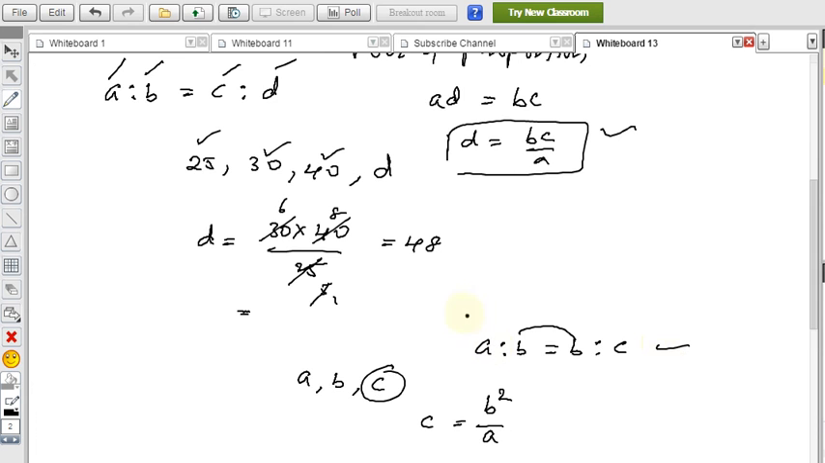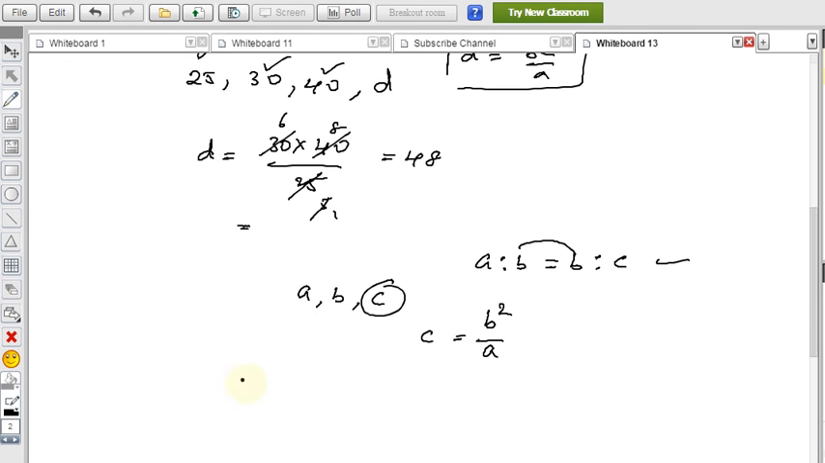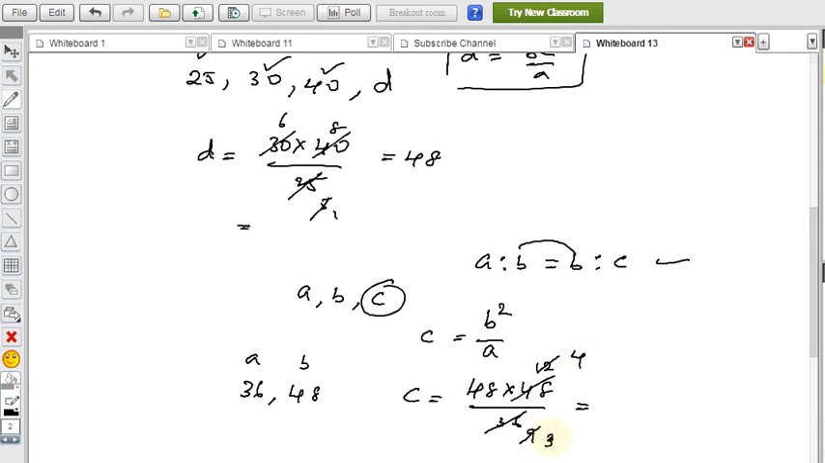Now, find the third proportion of 36 and 48. If it is A, B, we need to find out the C value. B square, 48 into 48 by 36. 4 nines are 36, 12. 3 threes are 9. 3 fours are 12. 3 ones are 3. So 16 fours are 64. So 64 is the third proportion.